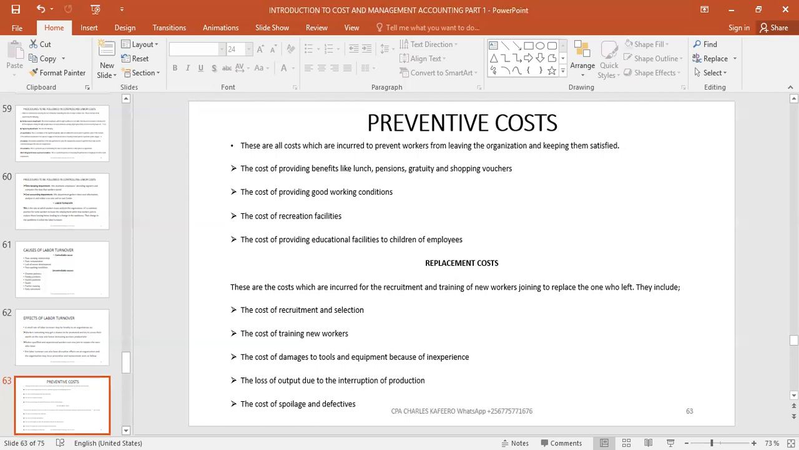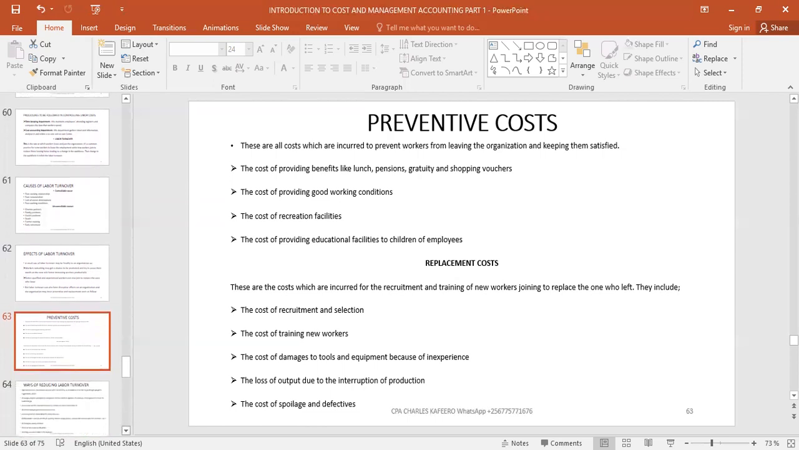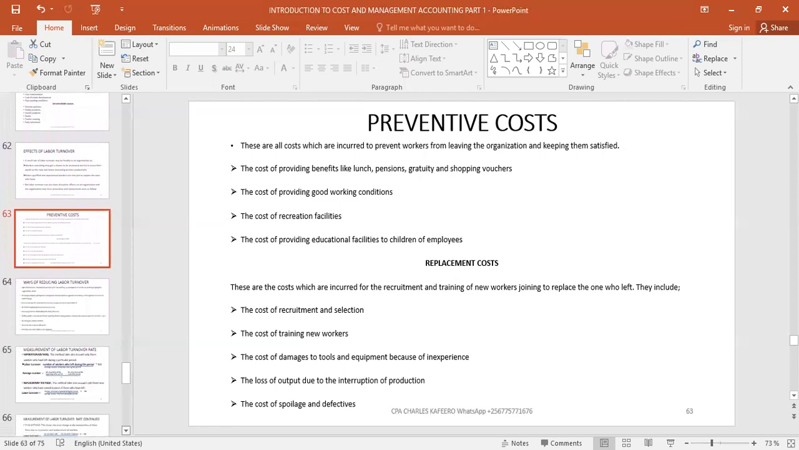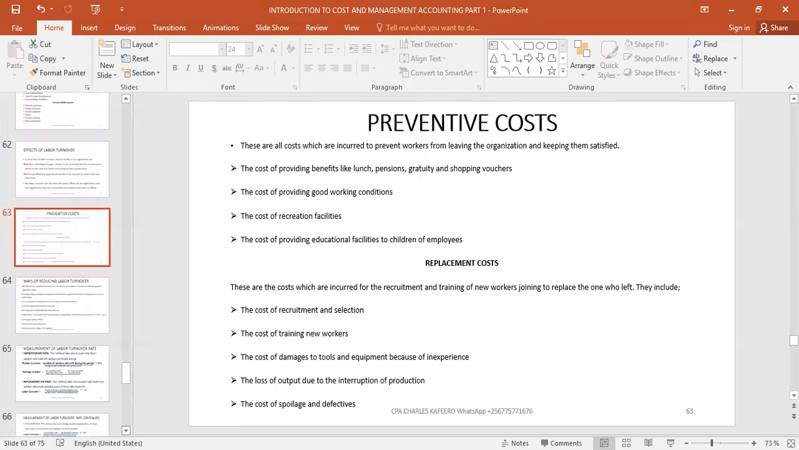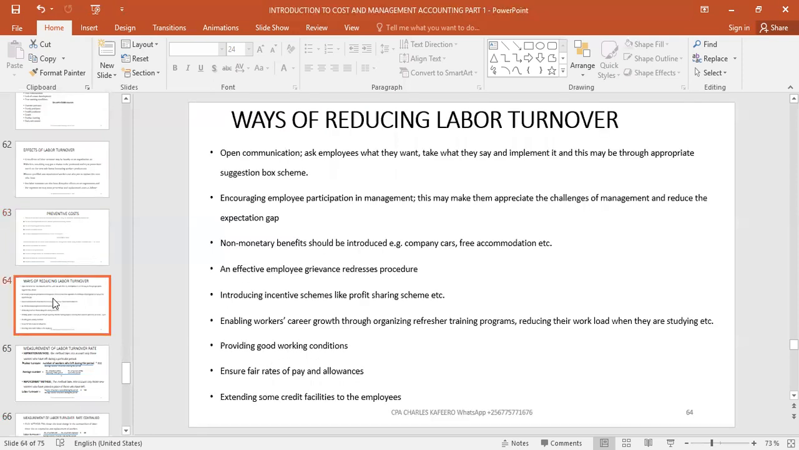And when you are producing less, we expect that we are losing some customers. As we're losing the customers, the loss we've incurred is a result of those employees who left the organization. By the time you make the other one ready to replace the one who left, you will find that you've made a lot of losses.